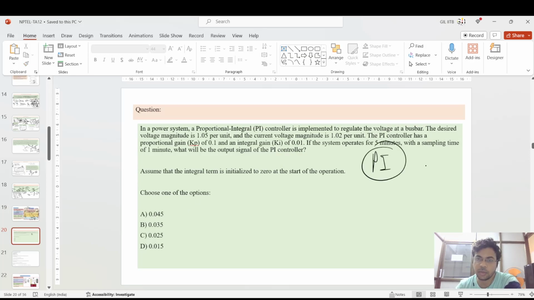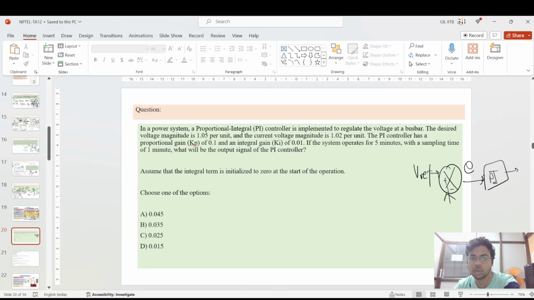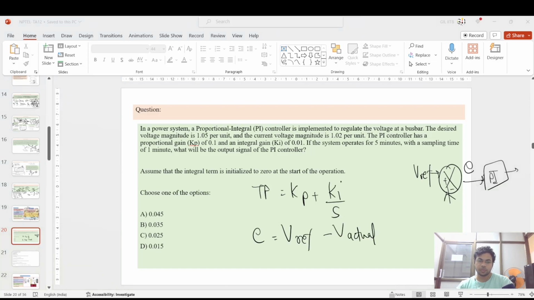So coming to the next topic, based upon this PI controller, I have told you that the signal reference which is being taken and what is actually coming into the system are both compared, then fed to the PI controller. After that, this error signal is minimized. Okay, so based upon that, this question is there. So I think you can solve this question simply by logic. Use the logic that the transfer function is kp plus ki by s. Okay, and the error is v reference minus v actual.